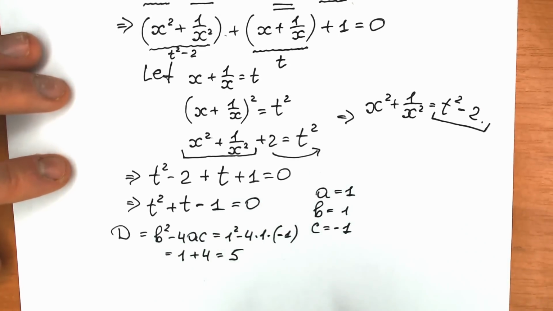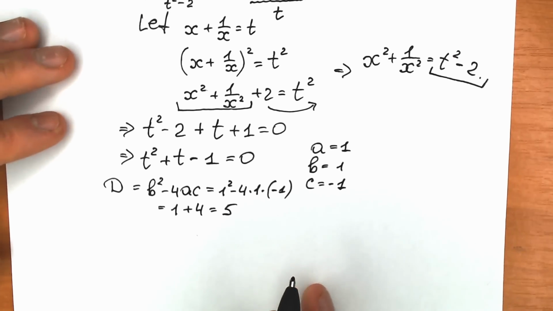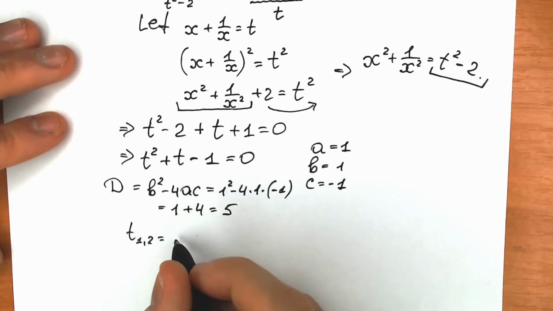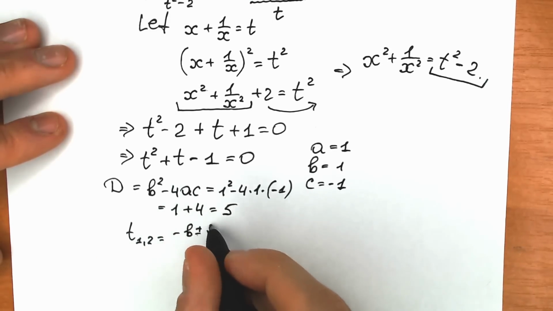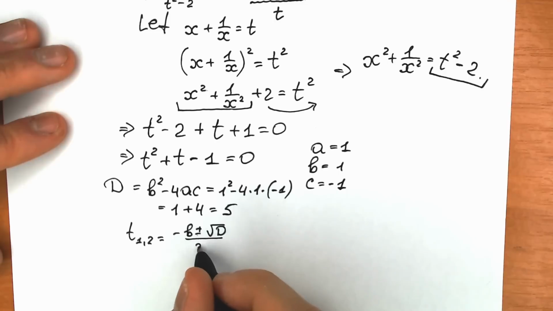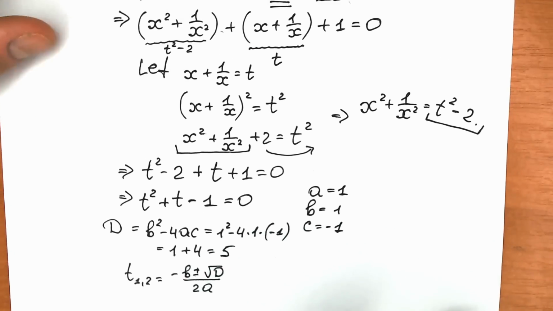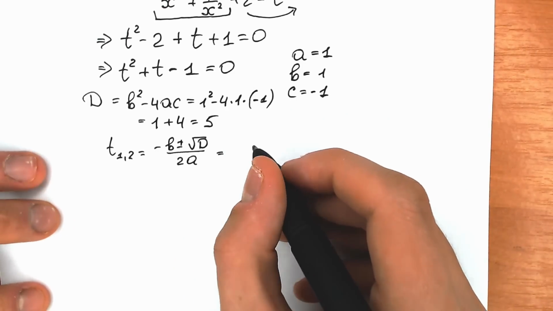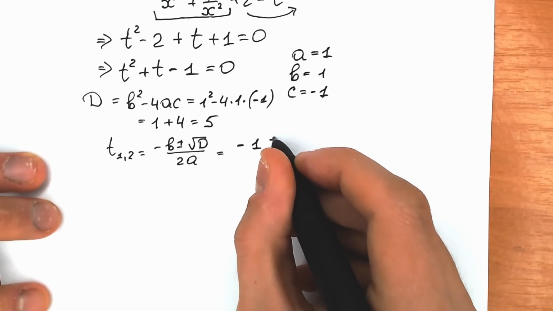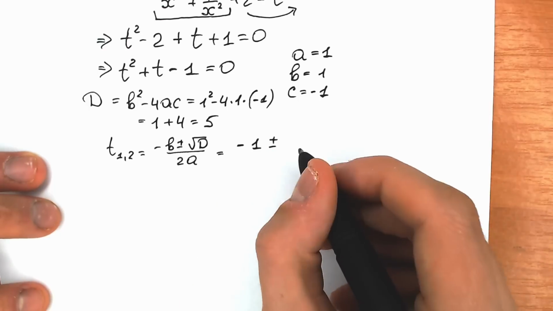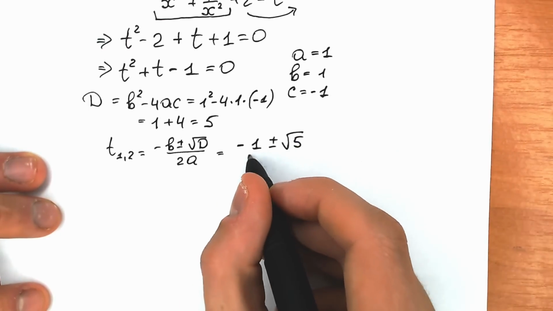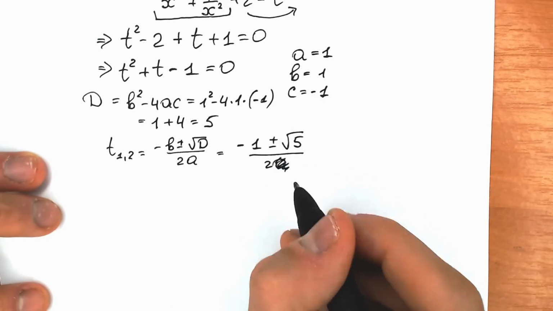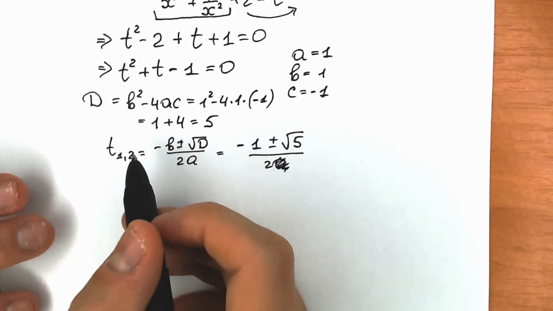Right now, let's find our t first and t second. T first and second is equal to minus b plus or minus square root of D, all over 2a. Let's plug in each of these elements. We have minus 1, plus or minus square root of 5, and all over 2a. But a is equal to 1, so right here we have only 2.